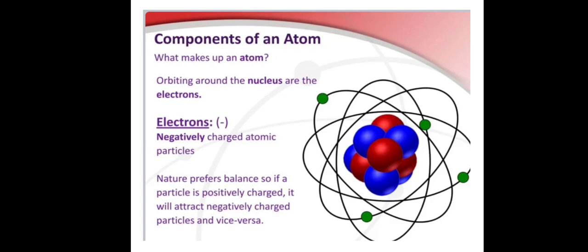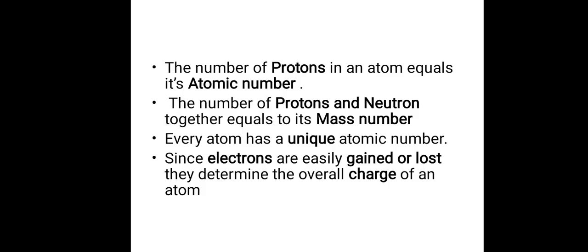So if a particle is positively charged, it will attract a negatively charged particle and vice versa. You all know very well that positive always attracts negative and negative always attracts positive. That's why the neutrality of an atom depends on the number of protons present and the number of electrons present. If both are the same, then the atom will have no charge on it.